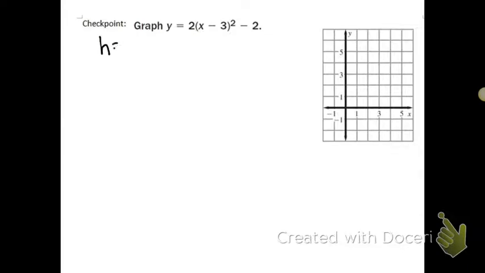My h value is what is being subtracted from x. In this case, I'm subtracting a 3. You can also say, if I see an x minus 3, I know my h value is really positive 3. K value is negative 2. What I see is what I get. That gives me a vertex at 3, negative 2. Let's plot that guy. So 3, negative 2, right about there.